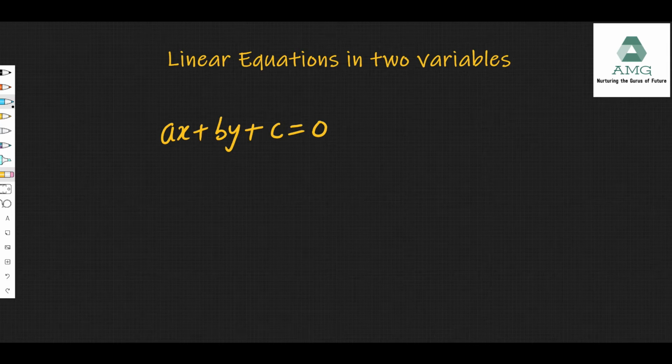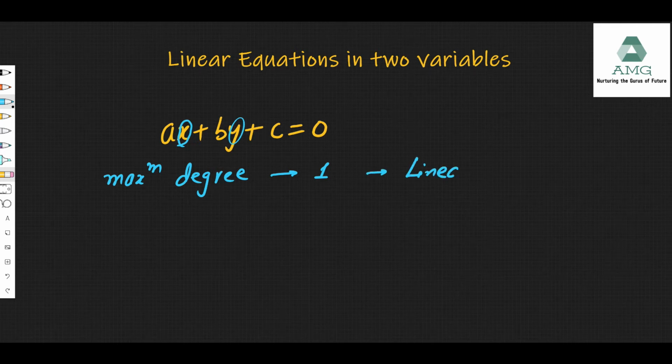Now the question arises, why is this called a linear equation in two variables? Let's have a look at the maximum degree or power of the variables, which are x and y here. So the maximum degree or the power of the variables is 1. That's why this equation is called a linear equation.